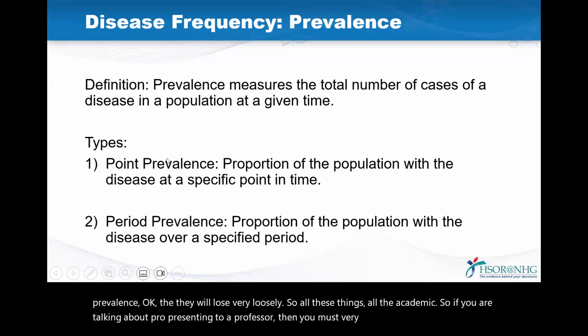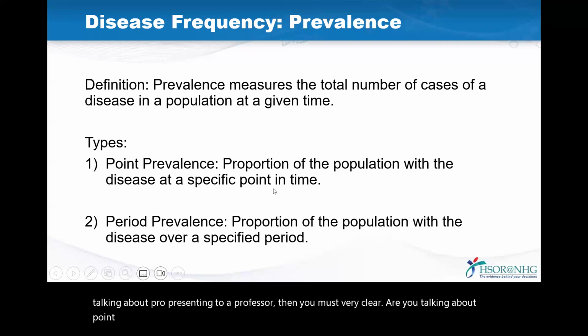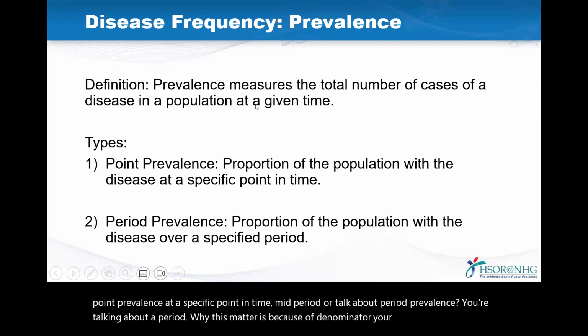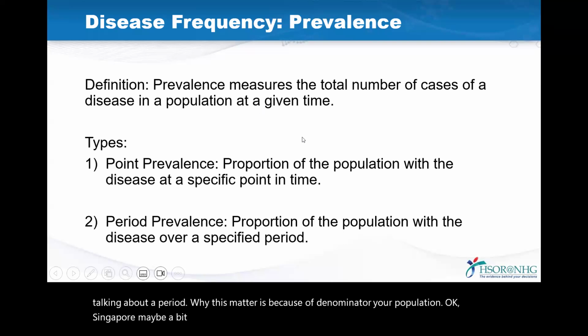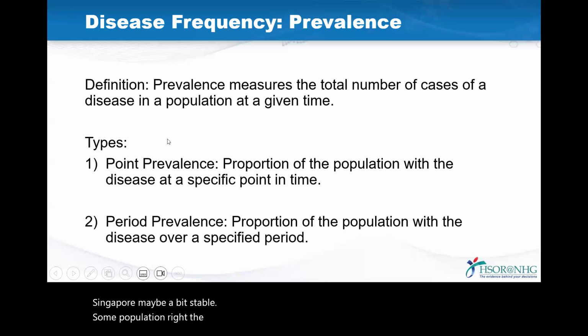Are you talking about point prevalence at a specific point in time, mid-period, or period prevalence? You're talking about a period. Why this matters is because of the denominator, your population. Singapore may be a bit stable, but for some populations, the starting population and the end population are not the same.